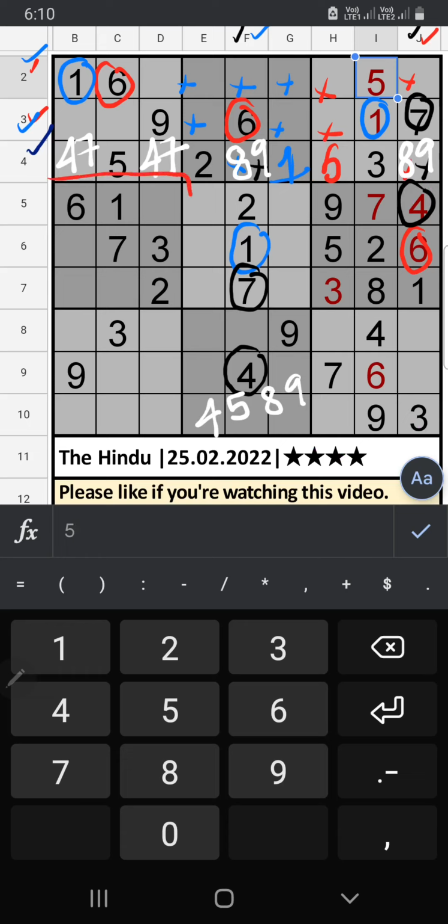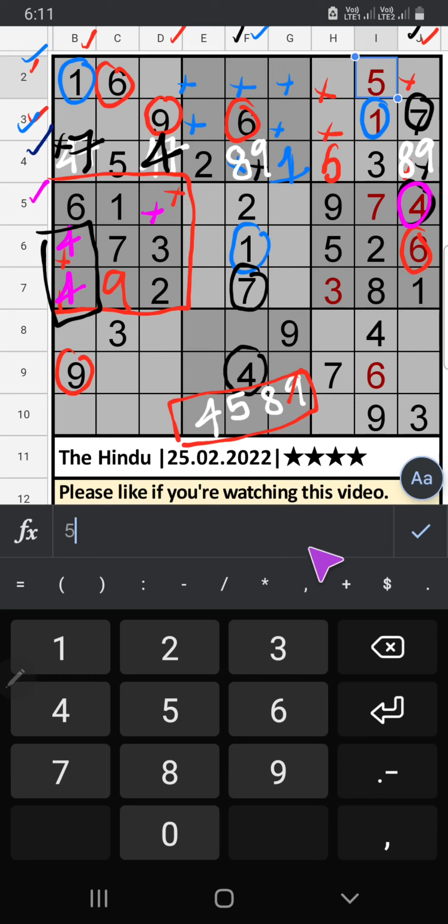Fourth grid, 4 numbers are remaining, 4, 5, 8, 9. Column B and column D we have 9, so 9 can't come in these cells, the 9 is confirmed here. 5th row we have 4, so 4 can't come in this cell, 4 will come in any one of the cells, we will confirm later. Since 4 is here, 4 can't come in this cell, 4 is confirmed here, then 7 is here. 4, 5, 8 we will confirm later.